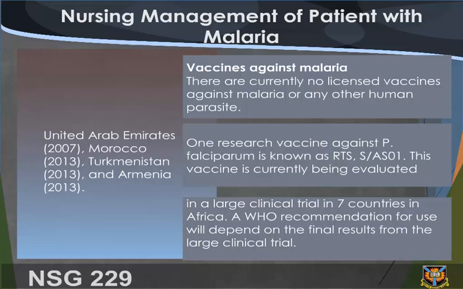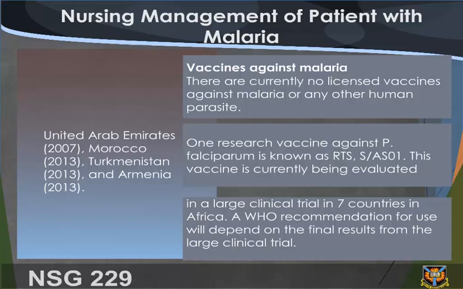Vaccines against malaria. There are currently no licensed vaccines against malaria or any other human parasite. One research vaccine against P. falciparum is known as RTS,S/AS01. This vaccine is currently being evaluated in a large clinical trial in 7 countries in Africa.